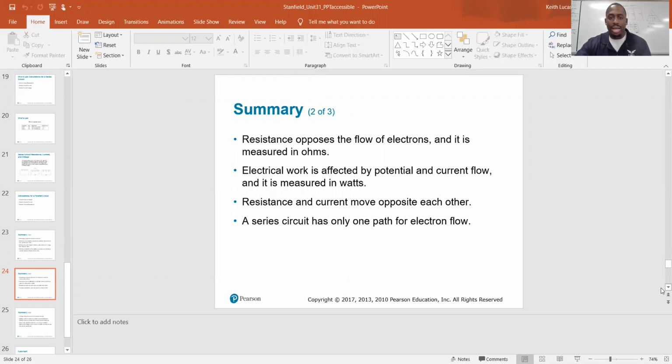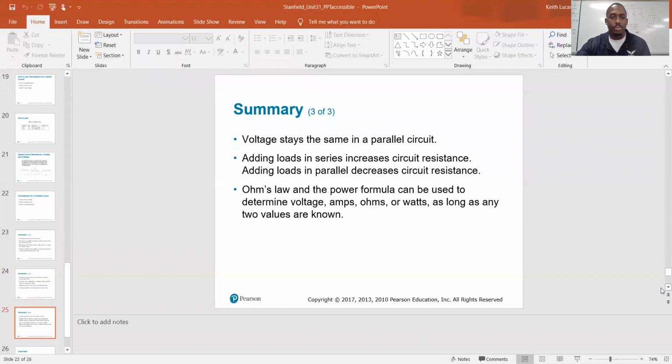A series circuit has only one path for electron flow. Voltage stays the same in a parallel circuit. Adding loads in series increases circuit resistance. Adding loads in parallel decreases circuit resistance. Ohm's law and the power formula can be used to determine voltage, amps, ohms, or watts, as long as any two values are known.